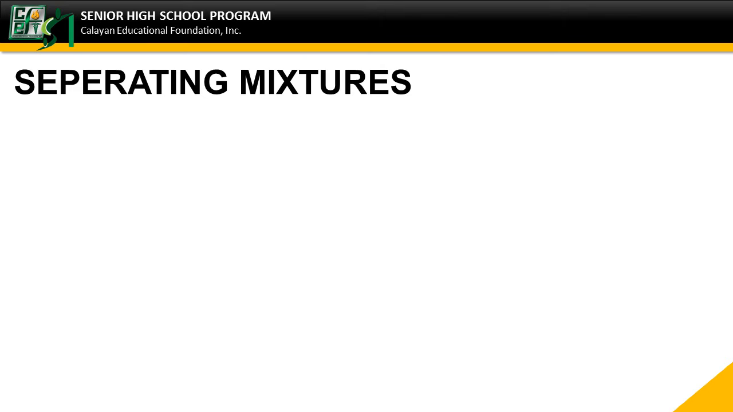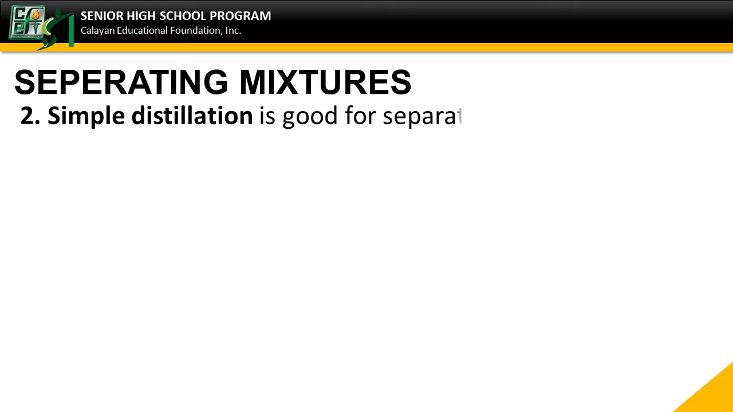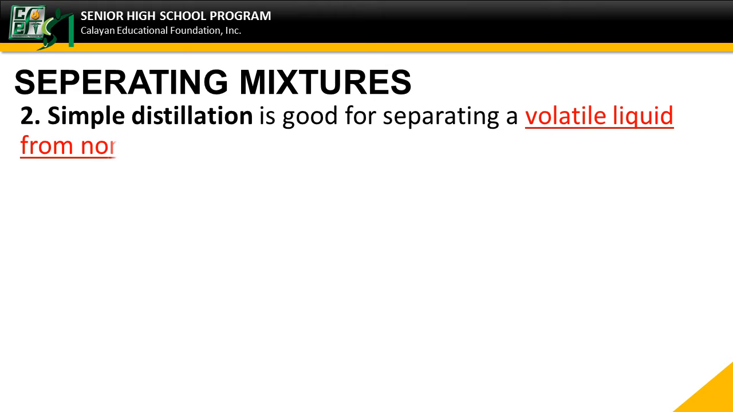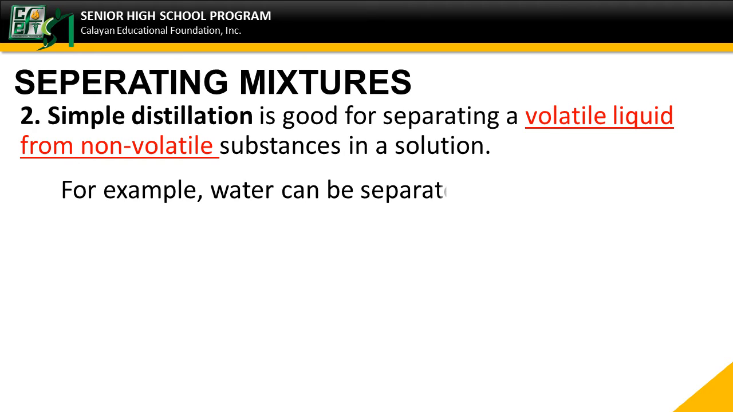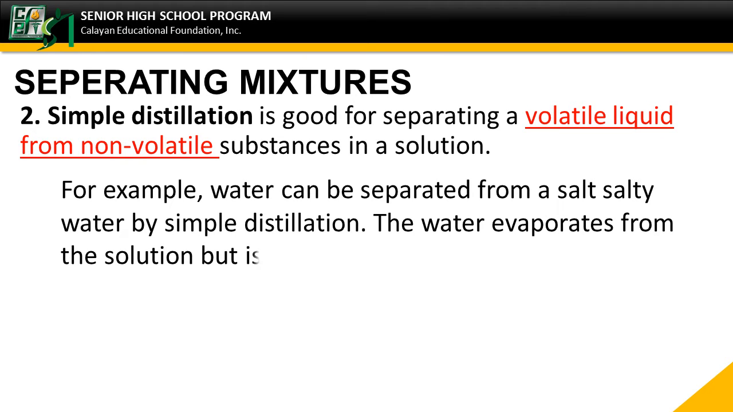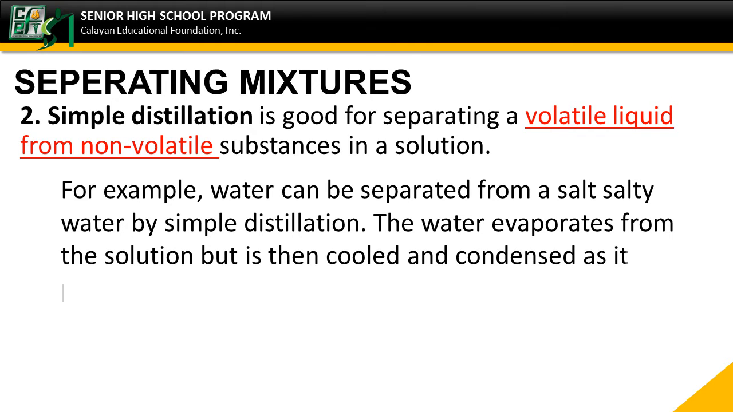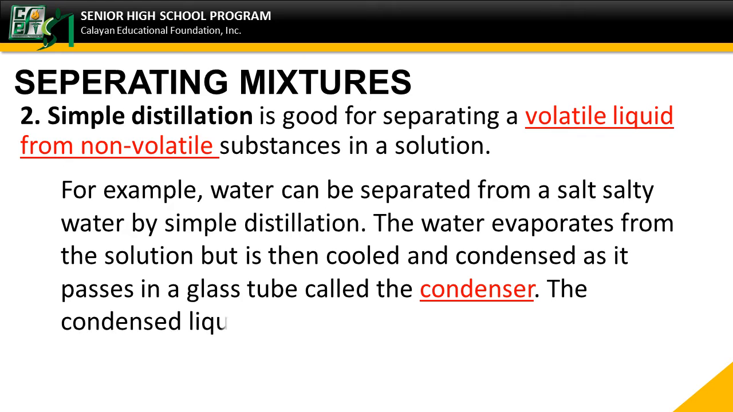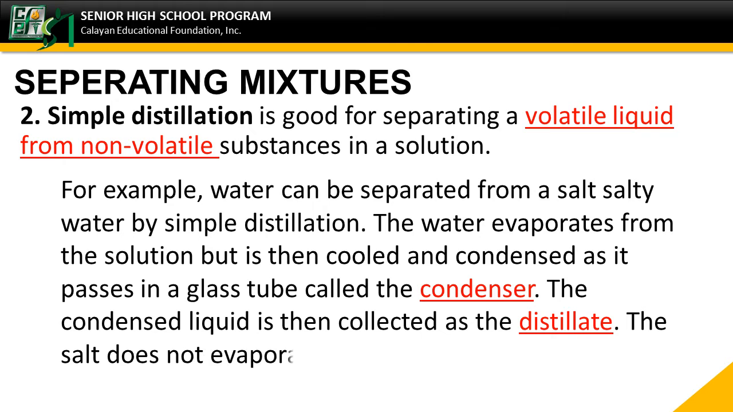Another separation technique is simple distillation. Simple distillation is good for separating a volatile liquid from non-volatile substances in a solution. For example, water can be separated from salty water by simple distillation. The water evaporates from the solution but is then cooled and condensed as it passes in a glass tube called a condenser. The condensed liquid is then collected as the distillate. The salt does not evaporate, so it stays behind as residue.